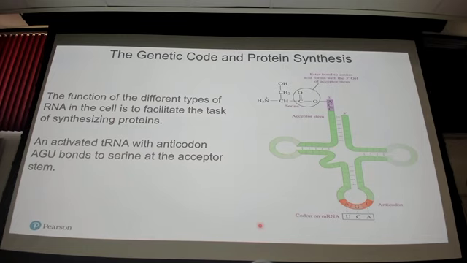So this picture here is just showing how an amino acid attaches to a tRNA at the acceptor stem, and it does that by an ester bond. That's the point. And of course, as I mentioned, the amino acid that binds to a tRNA will be based on this anticodon loop. The anticodon loop interacts with the codon, which is found on the messenger RNA. Okay.